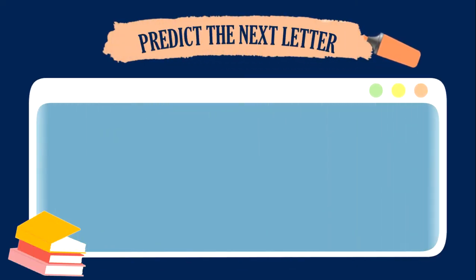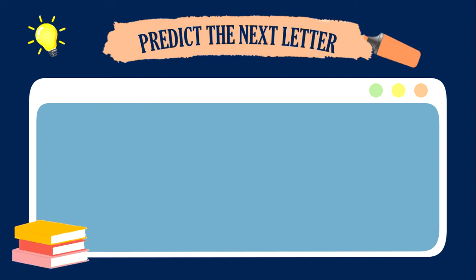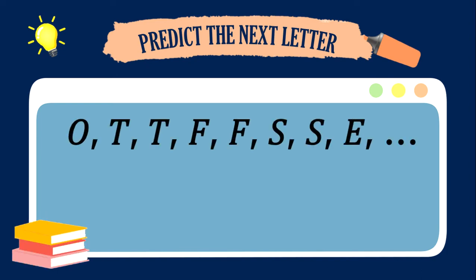Another one. Instead of identifying the next number, we'll predict the next letter. Given that we have this O, T, T, F, F, S, S, E. What is the next letter after E? Okay, the correct answer here is N.